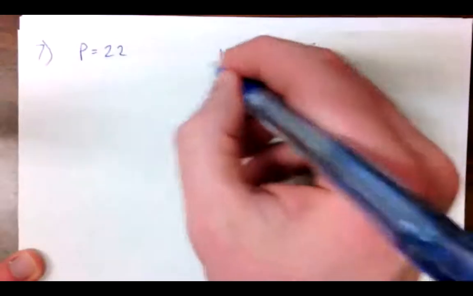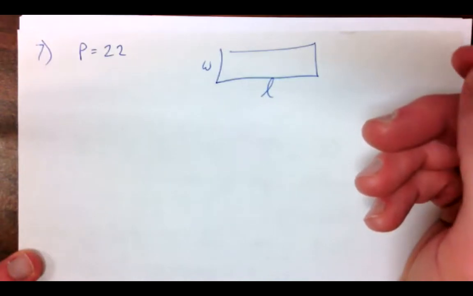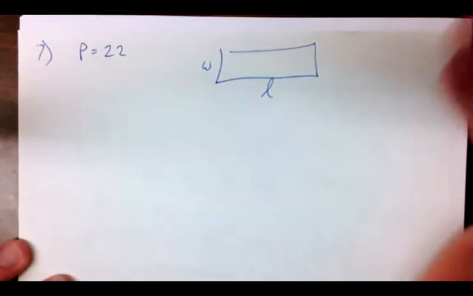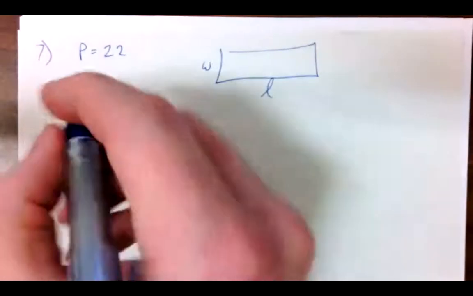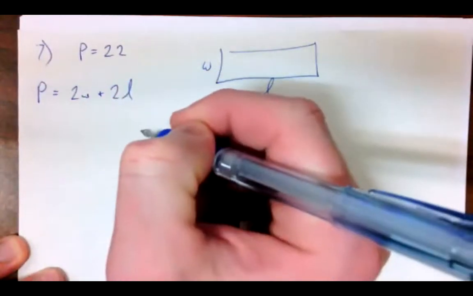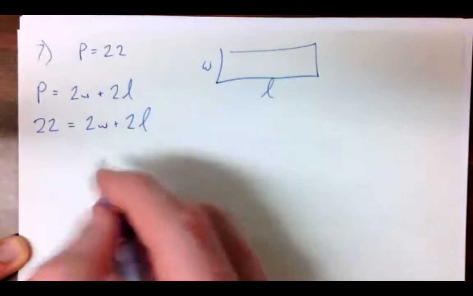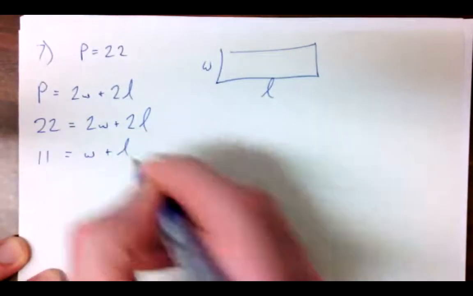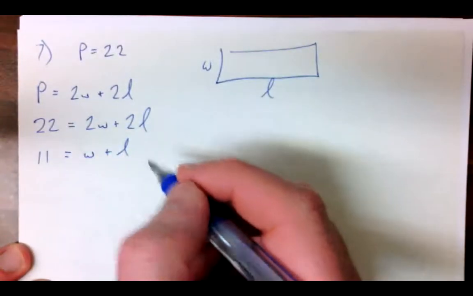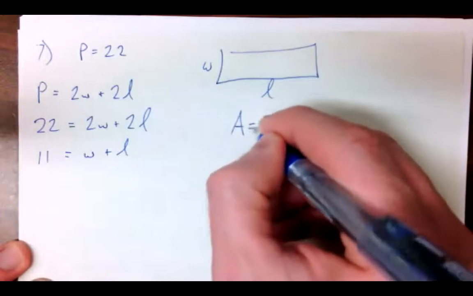Sure. The perimeter of a rectangle, okay, so P equals 22. A rectangle, I assume, will have a width and a length. What are its dimensions if it has a maximum area? Okay, so basically, P equals 22, and perimeter is 2W plus 2L. So 22 equals 2W plus 2L. We can divide everything by 2 and say 11 equals W plus L. And we're looking at the maximum area. Remember, area equals length times width.